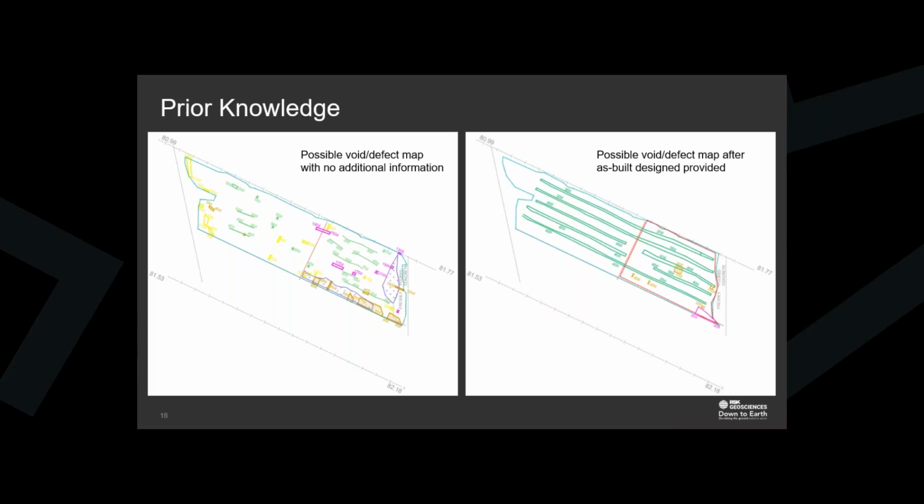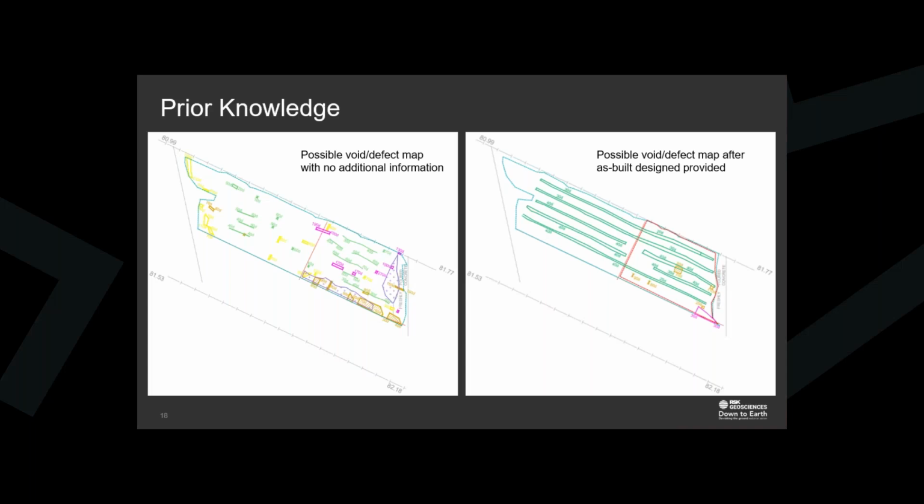So the importance of prior knowledge. Here we have an example of how important it is to be given information before we start interpreting the data. On the left is an interpretation of some GPR data. Again, this is a top-down view, so we can see essentially what is a kind of a bridge deck here. On the left is the interpretation of the data with no prior information of the road construction given to us.